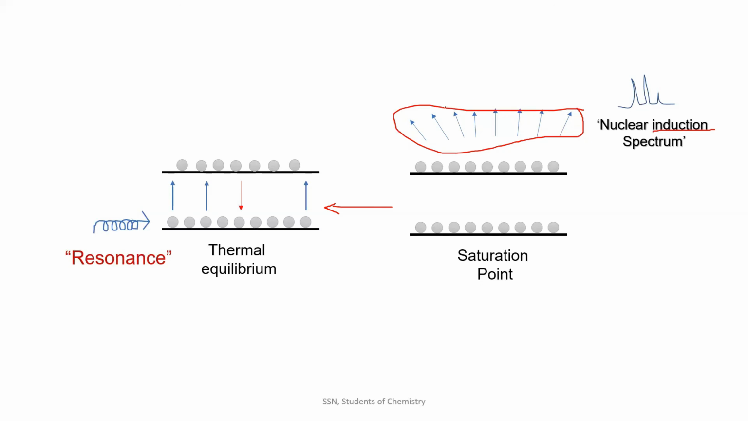This kind of induced emission we can do in two ways. The two ways we call the relaxation process. What is the relaxation process and how do we obtain these NMR spectra? Let us deal with it in our later videos.